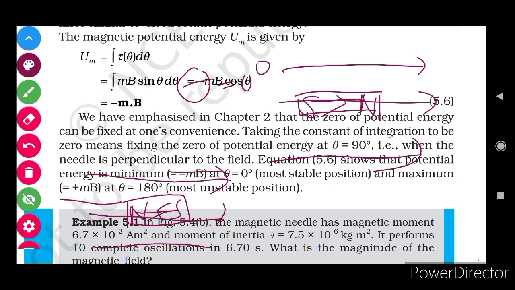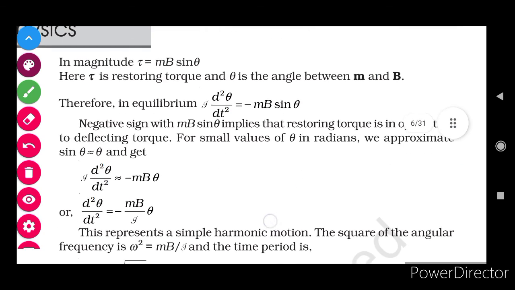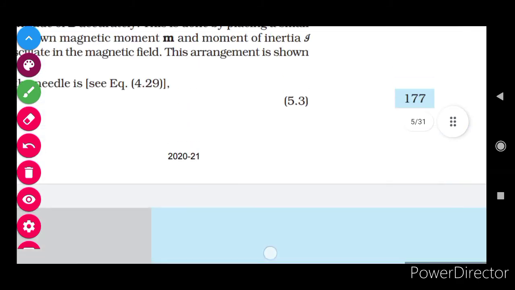So this is all for this paragraph. I hope I was able to make this paragraph clear to you.